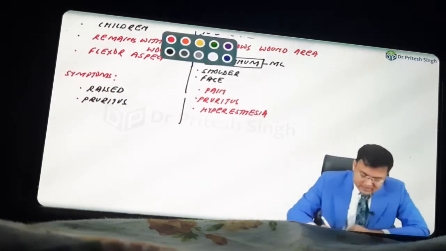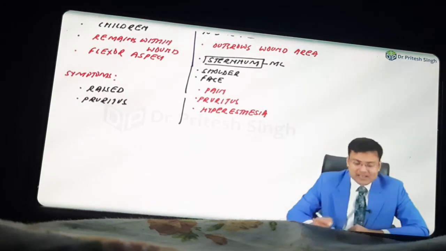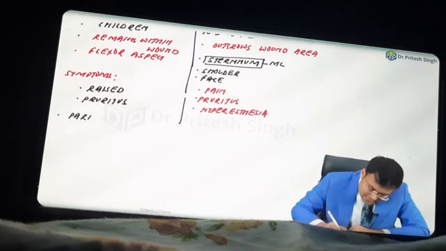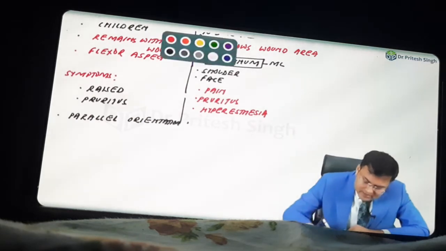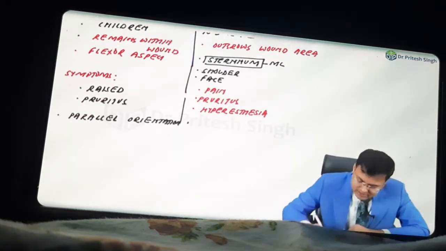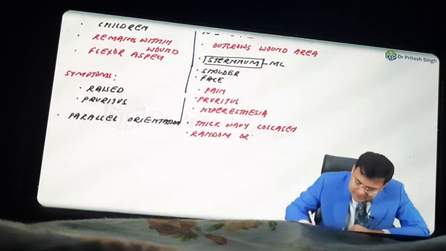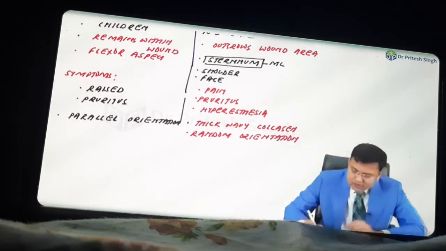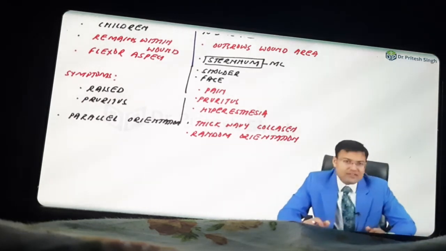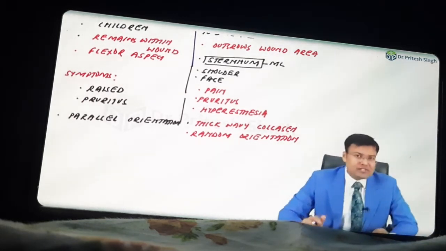In pathology, one question is asked: what is the orientation of collagen in hypertrophic scar and keloid? In hypertrophic scar, there is parallel orientation of collagen fibers, whereas in keloid, there is thick, wavy collagen in random orientation. So these are the differences between hypertrophic scar and keloid. Sometimes they ask image-based questions about these topics also.